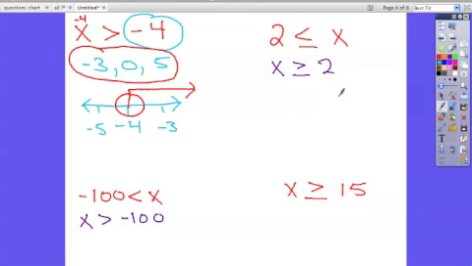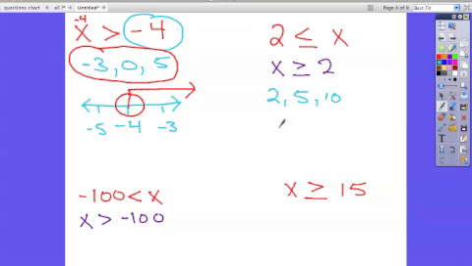Let's try the next one. First off, I flipped this around so the X is first. I need to come up with 3 numbers that I know are going to work for this. Okay, let's see. X can be greater than or equal to 2. Okay, well, I can start with 2 right away because 2 is greater than or equal to 2. Let's see, bigger than 2, 5, 10. Okay, it doesn't matter what you put as long as it works for this situation.